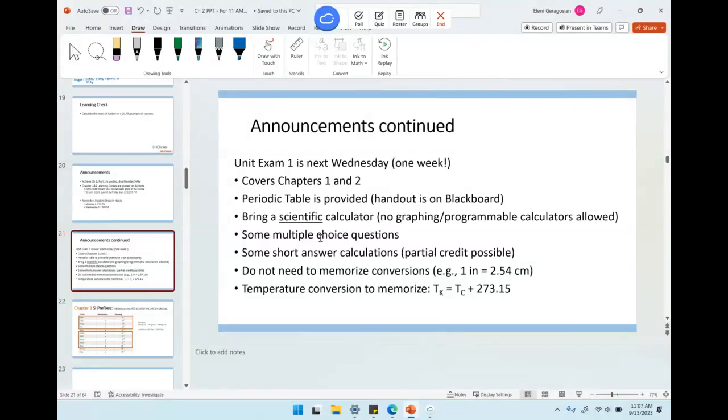You do not need to memorize any conversions. So one we've talked about is that 1 inch is 2.54 centimeters. Those I will provide to you if you need them in an equation. It doesn't hurt to remember those, but you don't have to stress about remembering them.